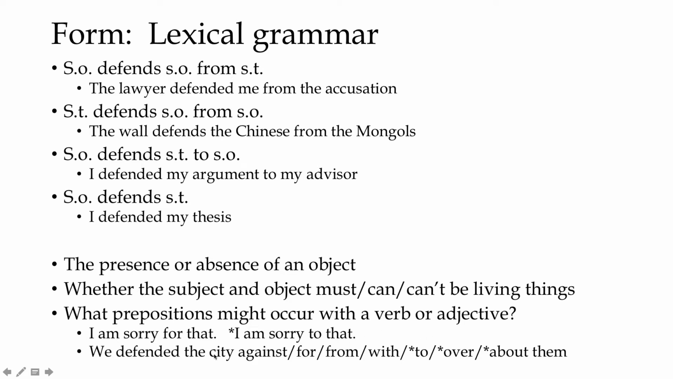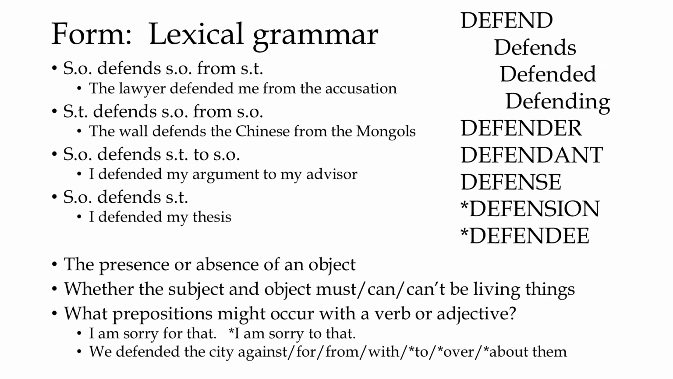I can say we defended the city against them, we defended the city for them, we defended the city from them, we defended the city with them. And in each of those cases, it would be a little bit different meaning. But I can't say I defended the city to them. I guess I could if they're attacking the reputation of that city and I'm trying to say, no, it's a great city. We defended the city over them, or we defended the city about them. Those I don't think I can get them to work. So there's rules about this verb defend, what sorts of prepositions can and cannot appear together with it.